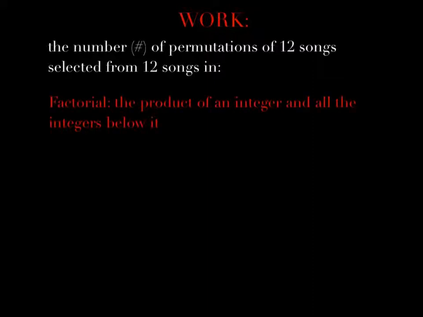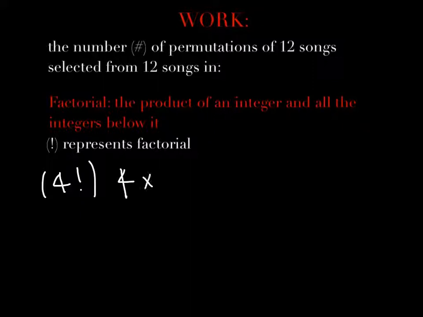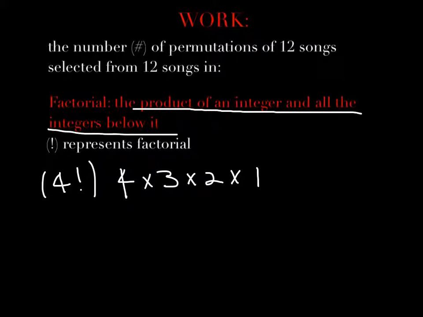Factorial is the product of an integer and all the integers below it. N factorial is represented by an exclamation mark. Now, for example, if we had 4 factorial, in expanded form it'd be 4 times 3 times 2 times 1, because remember, it is the product of an integer and all the integers below it. So we'd multiply them all together, which would be 24.